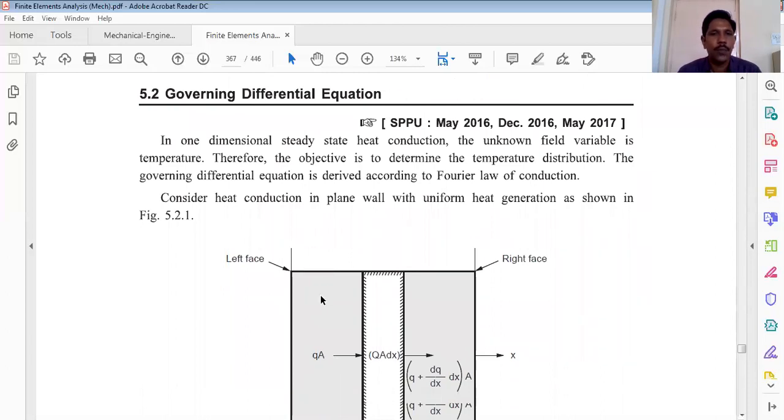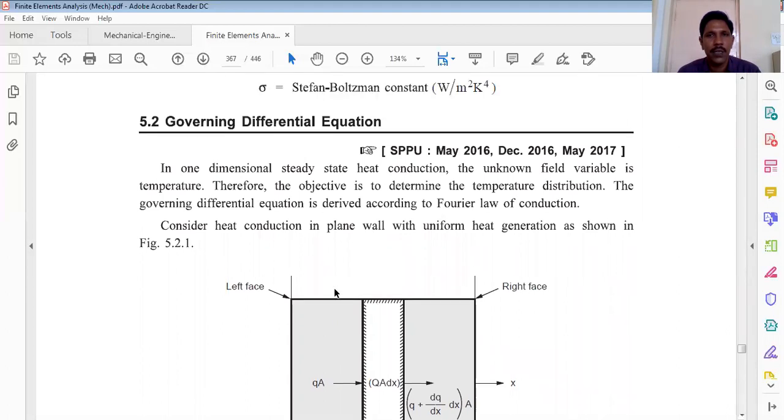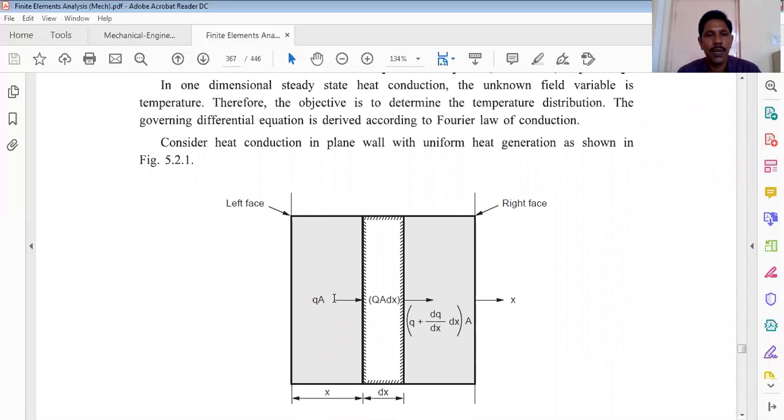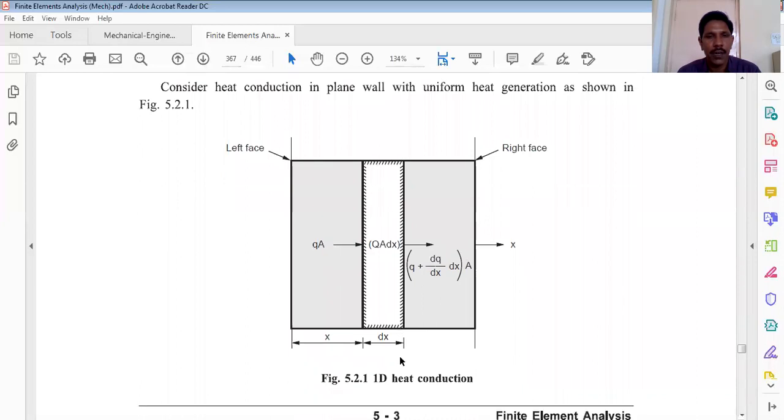So let us try to have the governing differential equation of the one-dimensional heat transfer problem. So let us consider a body, a one-dimensional steady state heat conduction with unknown field variable temperature here. So the objective is to determine the temperature distribution in the wall. So the governing differential equation is derived according to the Fourier law.